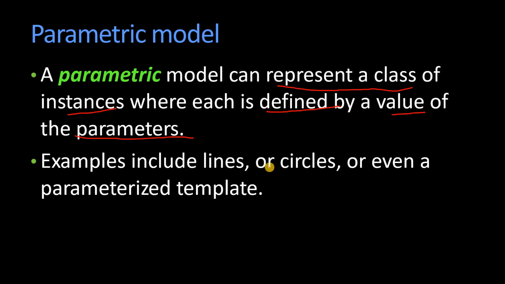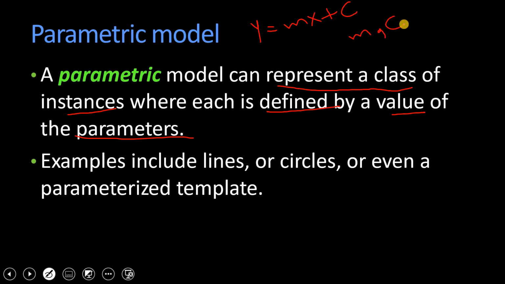What does it mean? For example, a line can be represented by these parameters where y equals mx plus c. So this is a line, and what are the parameters over here? m and c. Any line you can define with these two parameters: m, the slope of the line, and c, which is the intercept of the line. Clear?